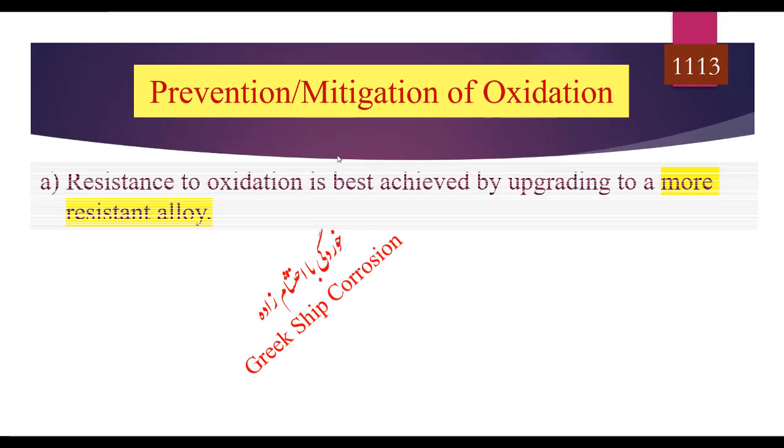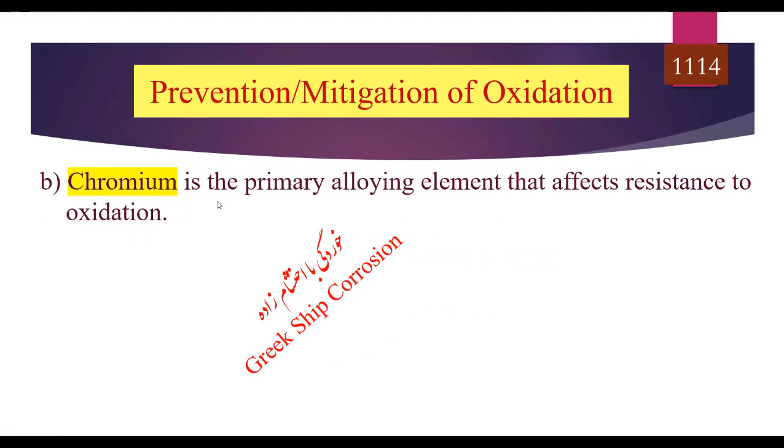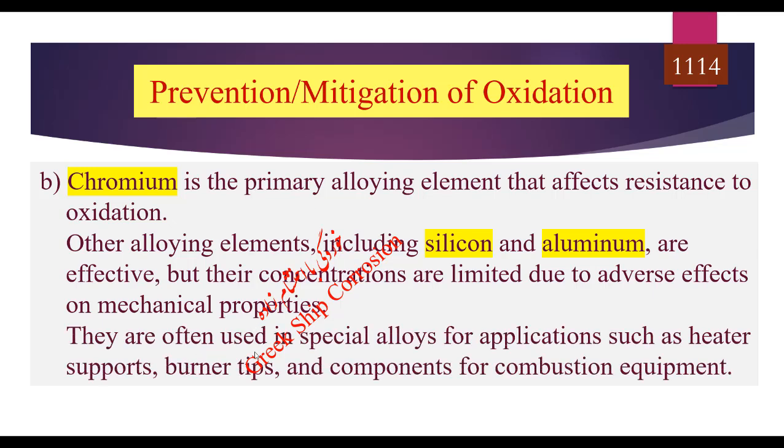Prevention, mitigation of oxidation. A. Resistance to oxidation is best achieved by upgrading to a more resistant alloy. B. Chromium is the primary alloying element that affects resistance to oxidation. Other alloying elements, including silicon and aluminum, are effective, but their concentrations are limited due to adverse effects on mechanical properties. They are often used in special alloys for applications such as heater supports, burner tips, and components for combustion equipment.